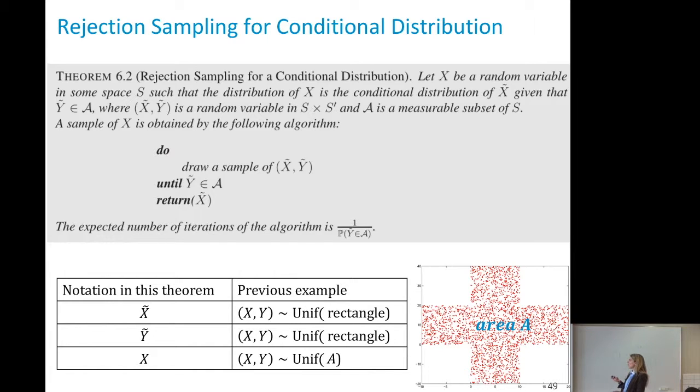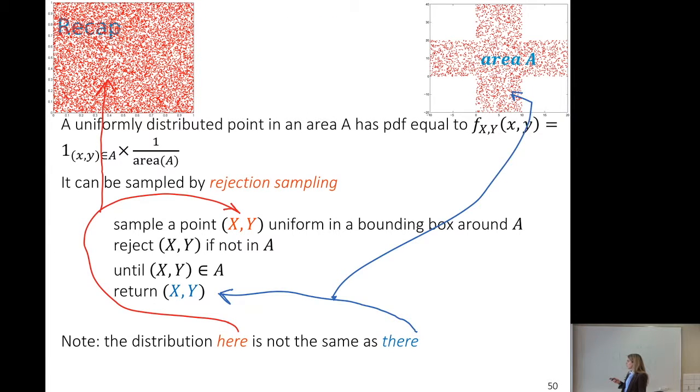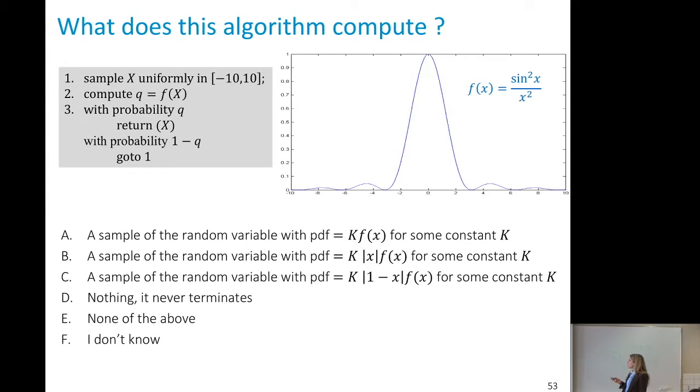Okay, so we saw how to do rejection sampling in order to draw a sample from an area A, given that we know how to draw a sample from a box that surrounds the area A. And we also applied this in the unit disk. So now we will see more things. We'll see how to draw samples using rejection sampling from general distributions.